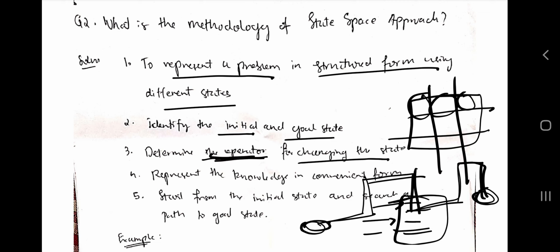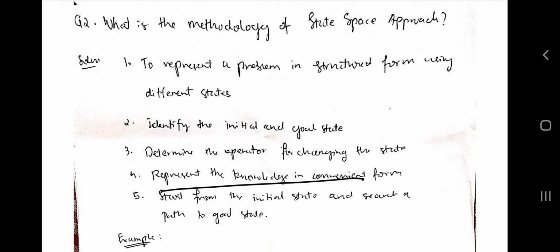So what is the operator? Operator means at each step what is the task you need to perform so that you can move to the next state. At each step, the step you need to perform so that you can move to the next state is nothing but the operator. Then the next step is represent knowledge in a convenient form.